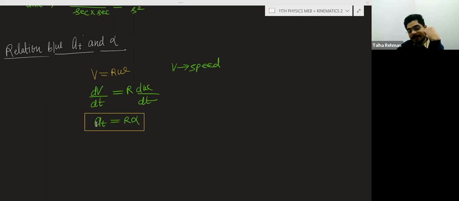Don't say that acceleration is equal to radius into angular acceleration. This is the tangential acceleration. This is only tangential acceleration, because this is not the vector form. This is a scalar form.